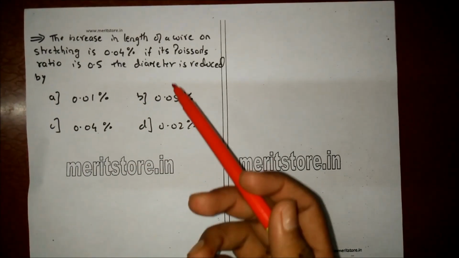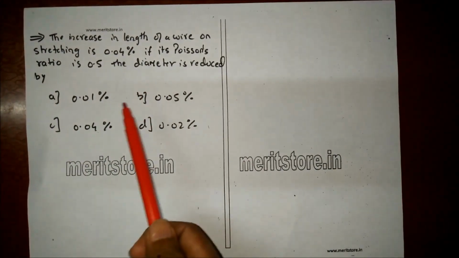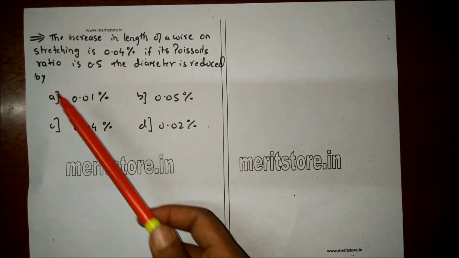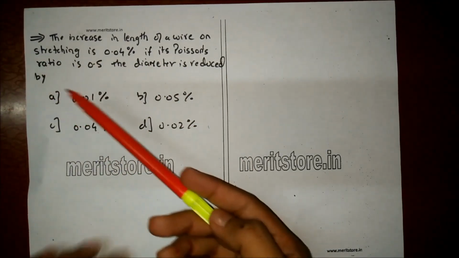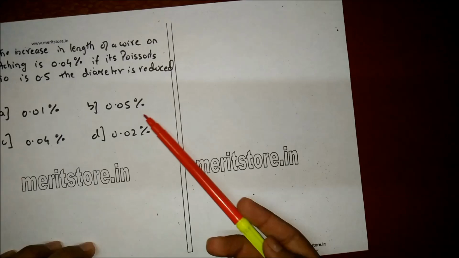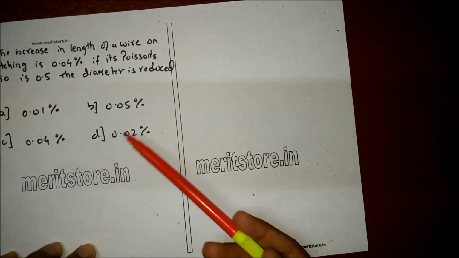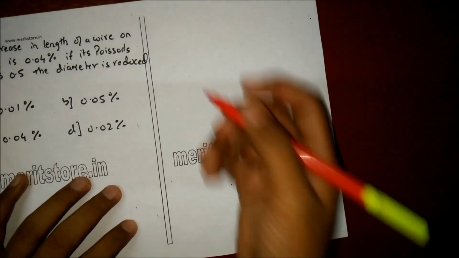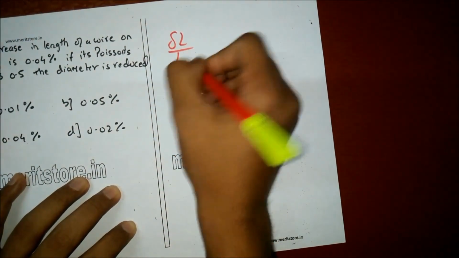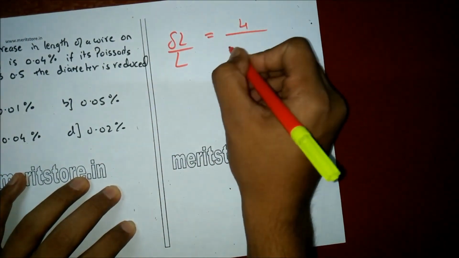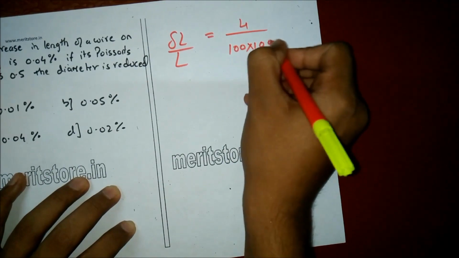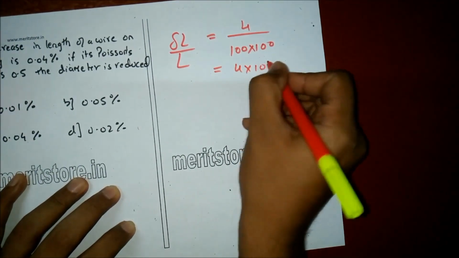The increase in length of a wire on stretching is 0.04%. If its Poisson's ratio is 0.5, the diameter is reduced by A 0.01%, 0.05%, 0.04%, or 0.02%. Now the change in the length delta L upon L is equal to 4 upon 100 into 100, which is equal to 4 into 10 raised to minus 4.